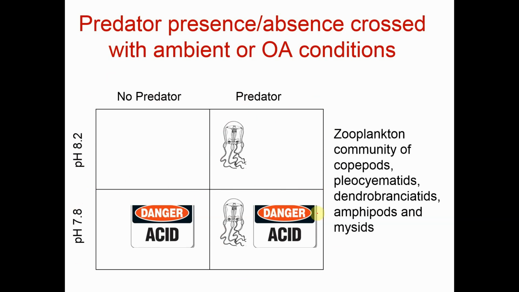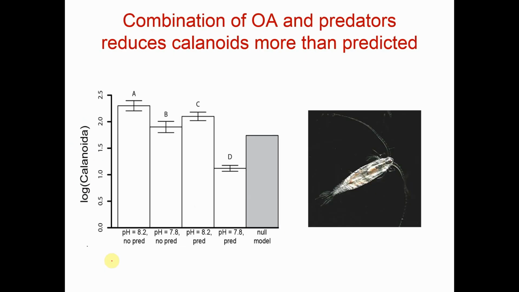And what I did was I produced this schematic of different experimental conditions, and then I used a zooplankton community that consisted of copepods, plicosomatids, which are crabs, basically, dendrobrachiatids, which are a type of shrimp, amphipods, and mysids. So we had an entire zooplankton community, and I placed them into tanks in the laboratory, and each tank either had no predator or a predator, and it also had ambient conditions or high CO2 conditions. What I then did was measured the abundance of different species within the communities in these experimental vessels.